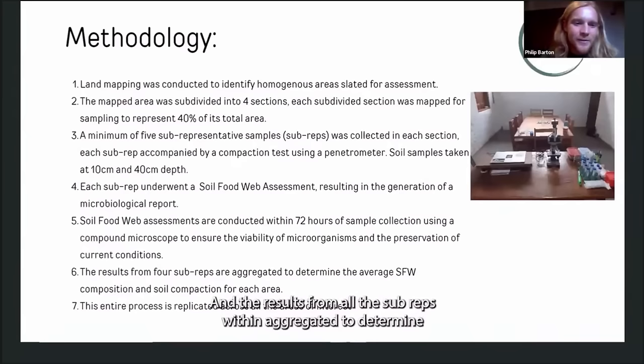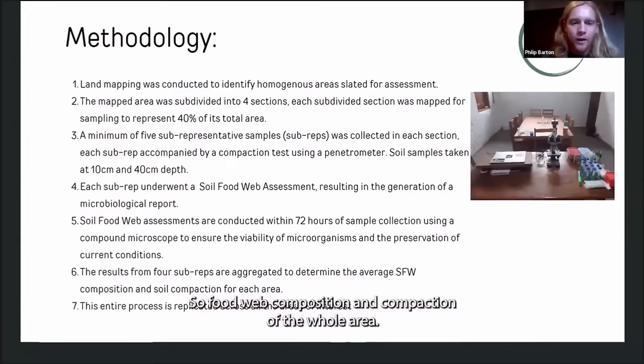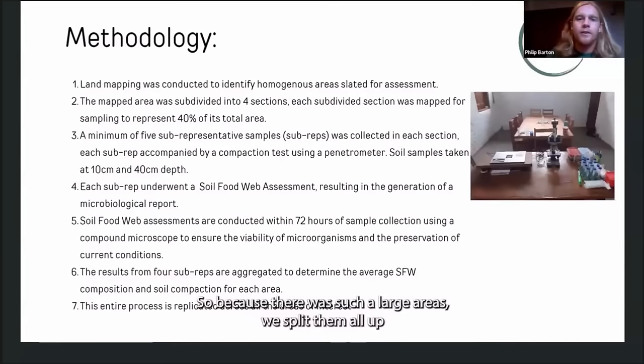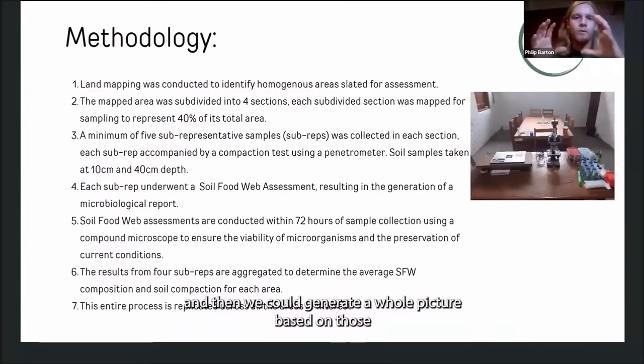And the results from all of the subreps were then aggregated to determine the average soil food web composition and compaction of the whole area. And this process was replicated in all areas of interest. Because they were such large areas, we split them all up, and then we got enough subreps per area to represent those areas. And then we could generate a whole picture based on the data that we gathered. So next slide, please.